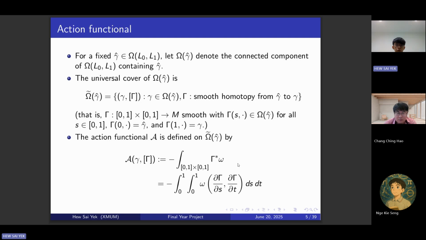We define the action functional on a connected component of the path space, since the path space is not connected. First, we consider the universal cover of the path space. This is a pair of a path gamma and a class of a smooth homotopy. The homotopy is given. Then we define the action functional.